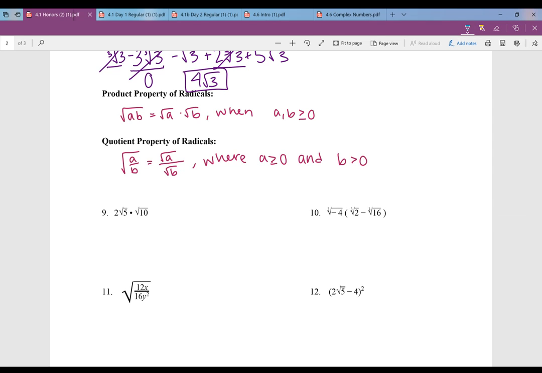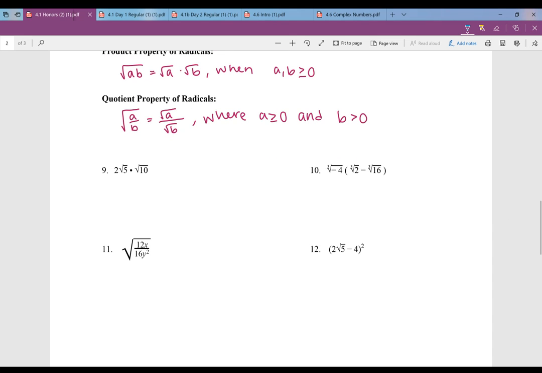Okay, so let's do some examples of multiplying. When we're multiplying, you can multiply things under the roots, like in our product property. So for number 9, we have 2 times 5 times root 5 times root 10. What we can do is we know that root 5 times root 10 is the same as the square root of 5 times 10.